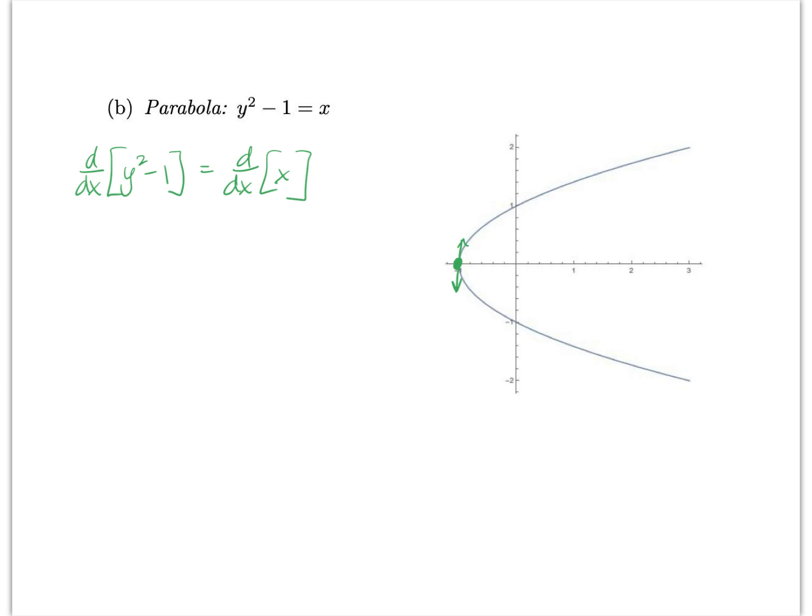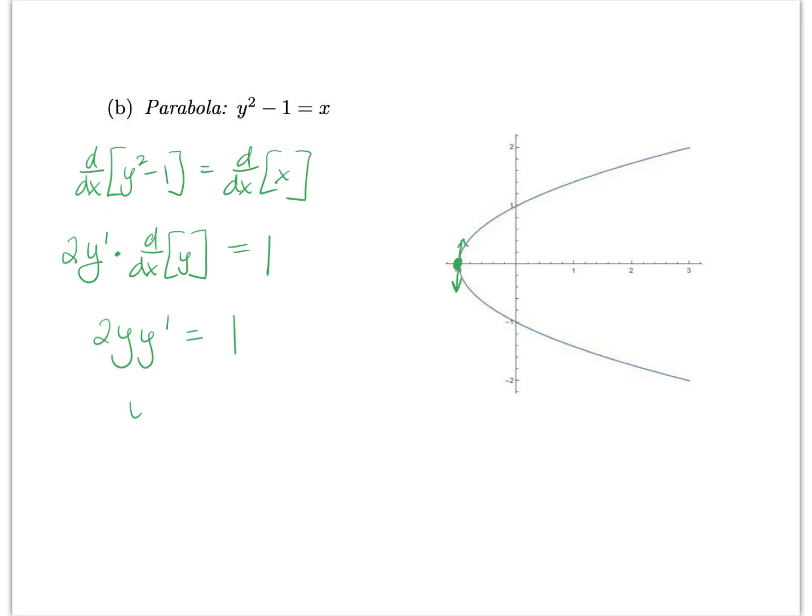Okay, and this is the derivative of some stuff squared. So I'm going to bring down the 2, copy the stuff, reduce the exponent by 1, then multiply by the derivative of the stuff. And then the derivative of -1 is 0, so that goes away. And that equals d dx of x, which is 1. So this is 2y prime equals 1.